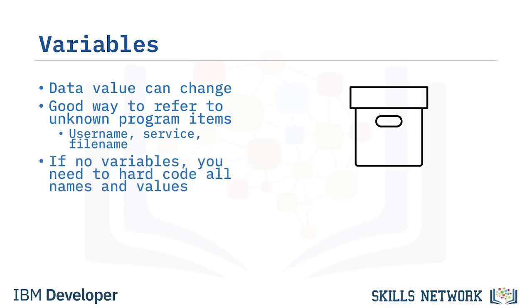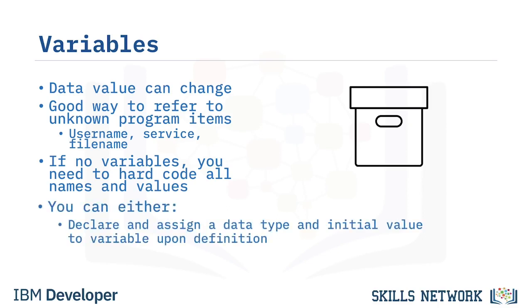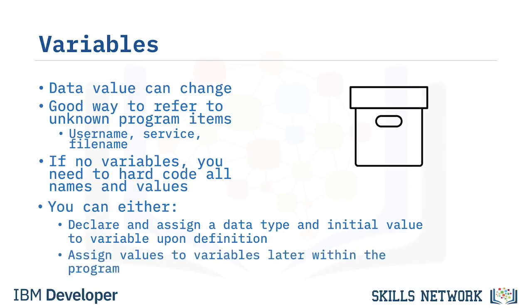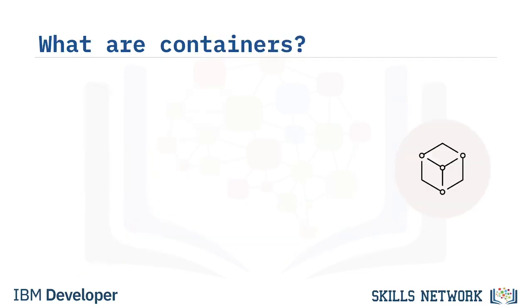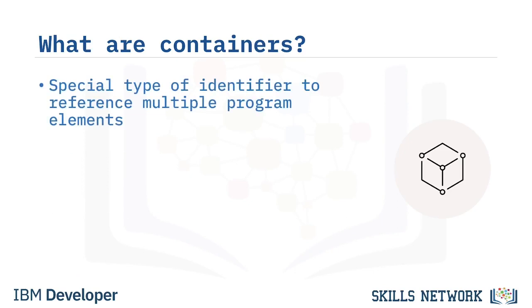If you don't use a variable, then you will need to hard code all the names and values in your program, which is not considered best practice. Variables can be declared and assigned a data type and initial value as they are defined, or you can decide not to assign an initial value when you define a variable and instead have the value assigned later by instructions within the program.